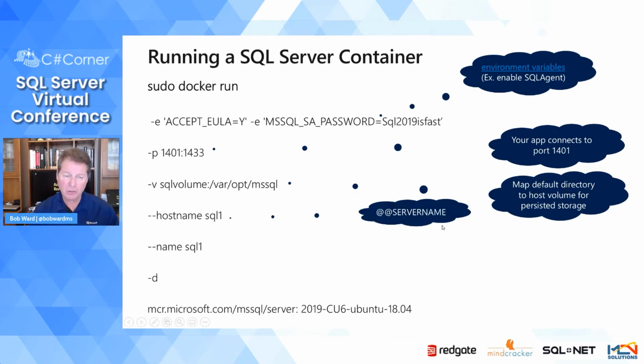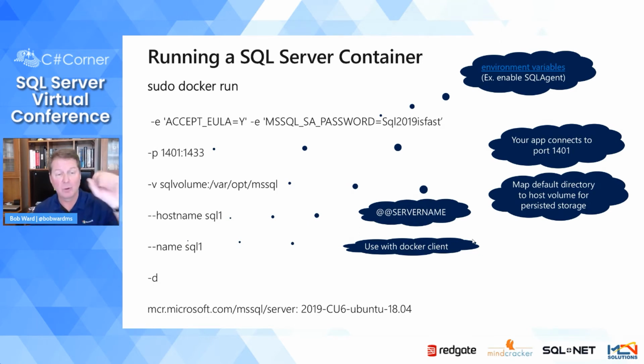Now I'm going to use the host name parameter here because the host name is going to map to the SQL Server name. That's kind of convenient, especially when you're doing things like linked servers or distributed transactions. Now, the name parameter is simply a convenience to use with, say, the Docker client. So when I use other Docker commands, I can reference this container by a known name that I use versus a GUID that would be the default for what Docker provides.